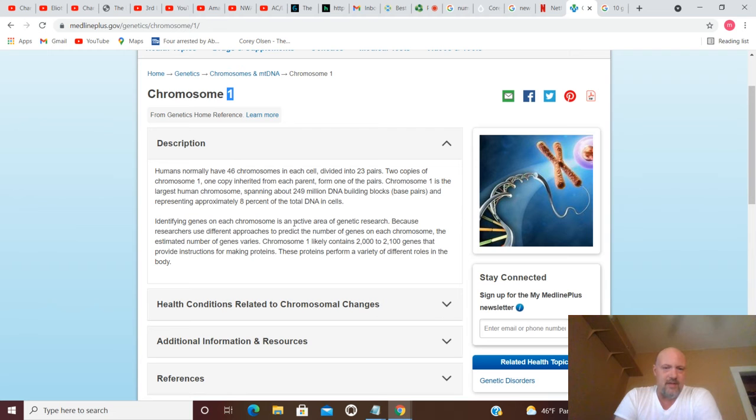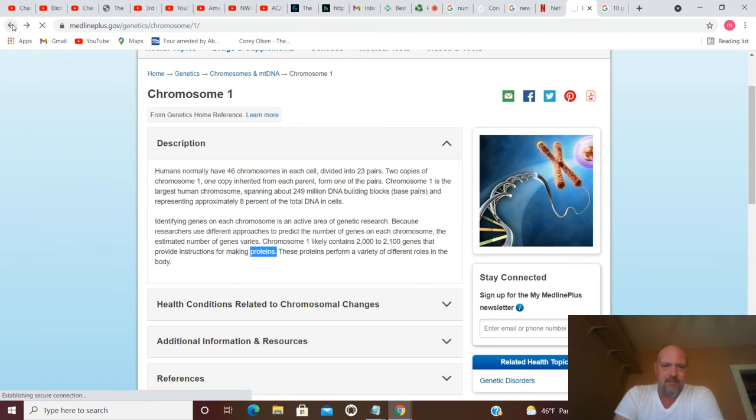Identifying genes on each chromosome is an active area of genetic research because researchers use different approaches to predict the number of genes on each chromosome. The estimated number of genes varies. Chromosome 1 likely contains 2,000 to 2,100 genes that provide instructions for making proteins. These proteins perform a variety of different roles in the body. So we've got a lot of protein coding genes, and now we have chromosome 1 that provides instructions for making proteins as well.